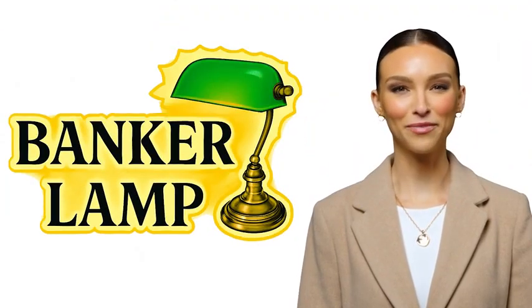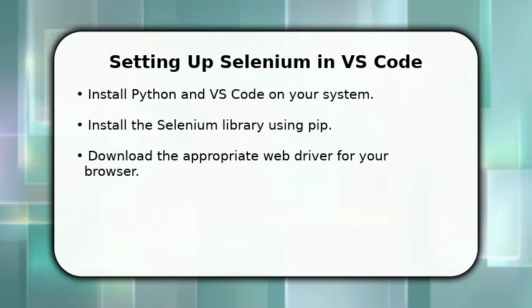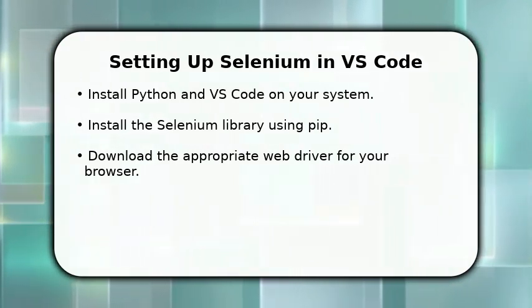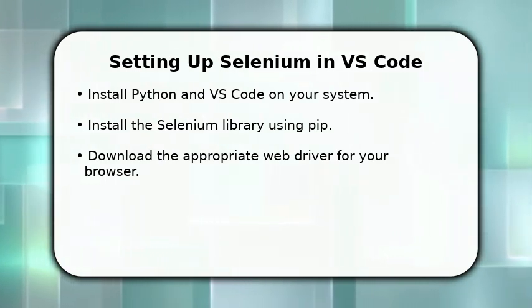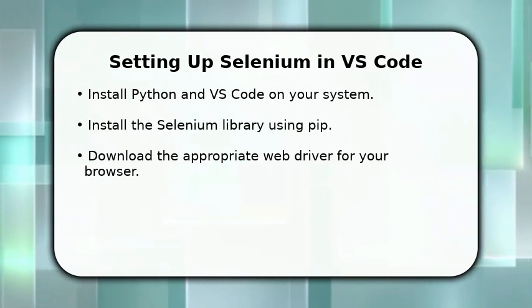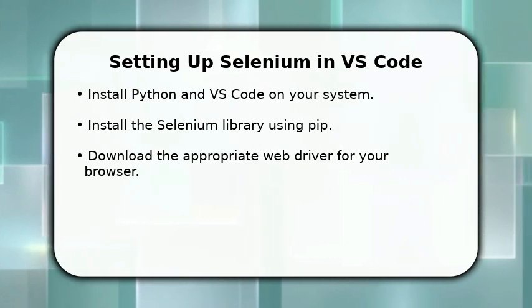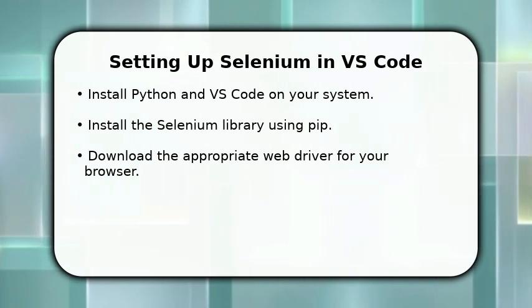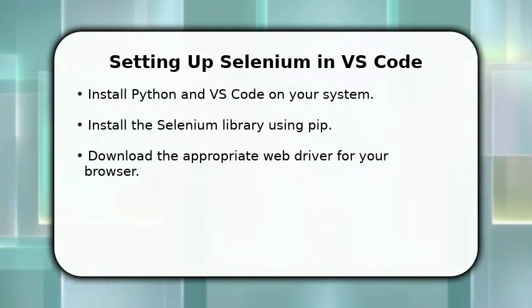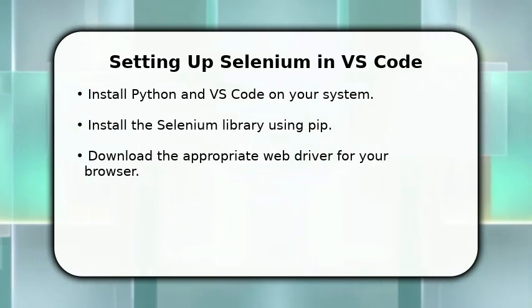Please enjoy the video. In this video, I will explain how to use Selenium in VS Code. First, ensure Python and VS Code are installed on your system. Next, open your terminal and install the Selenium library using the pip command. Finally, download the correct WebDriver for your preferred browser, like Chrome or Firefox, and place it in an accessible location for your project. This foundational setup is crucial for any automation tasks.